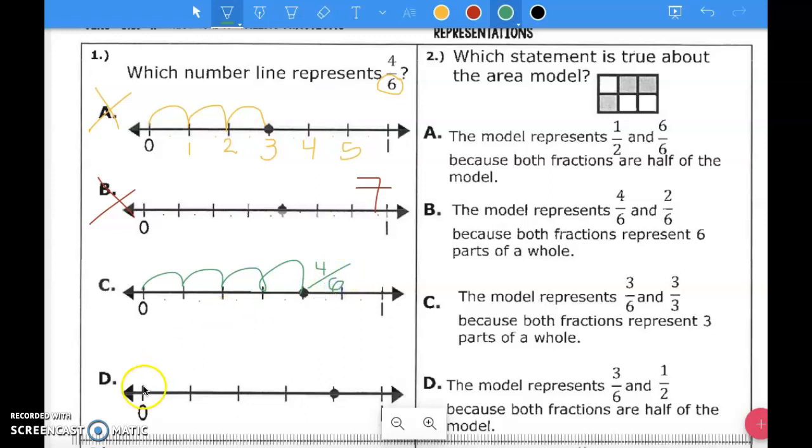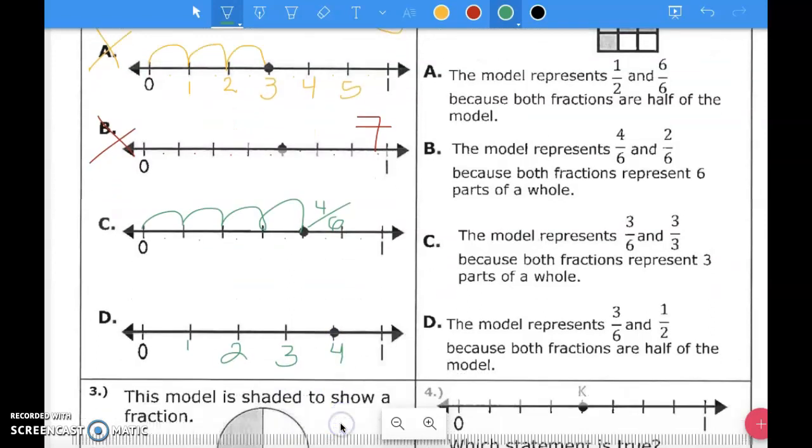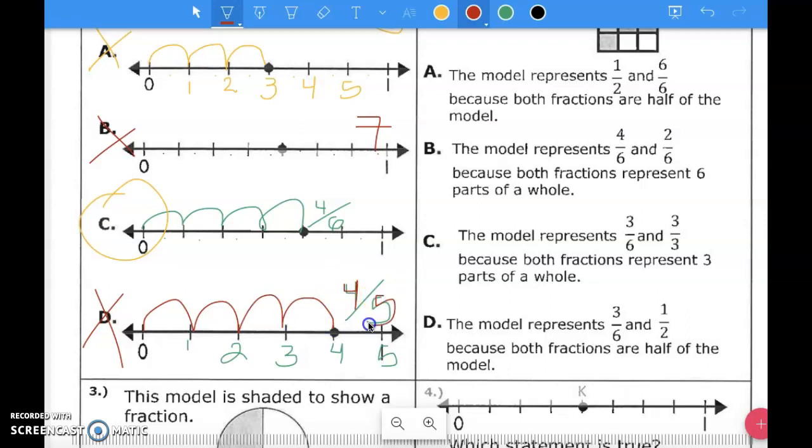I just want to double check. Let's count this one. One, two, three, four, and this is five. This one is four out of five. So my correct answer is letter C. Okay, this one cannot be because it's one, two, three, four. Yes, but out of five pieces.